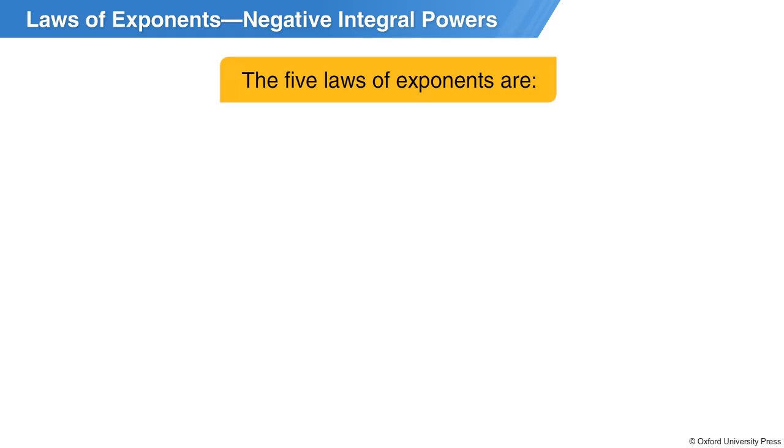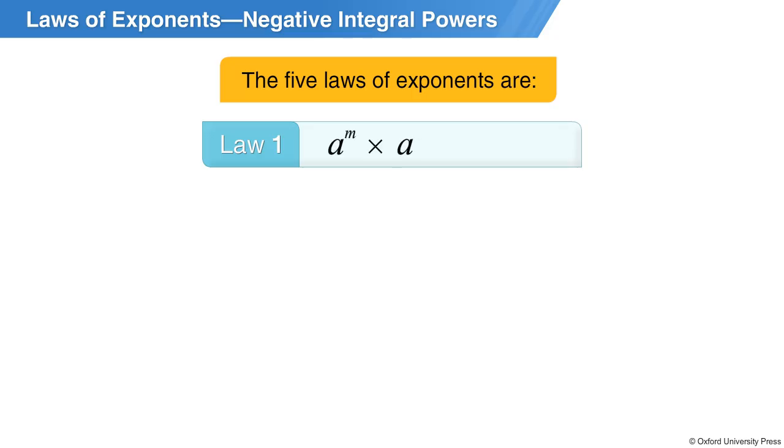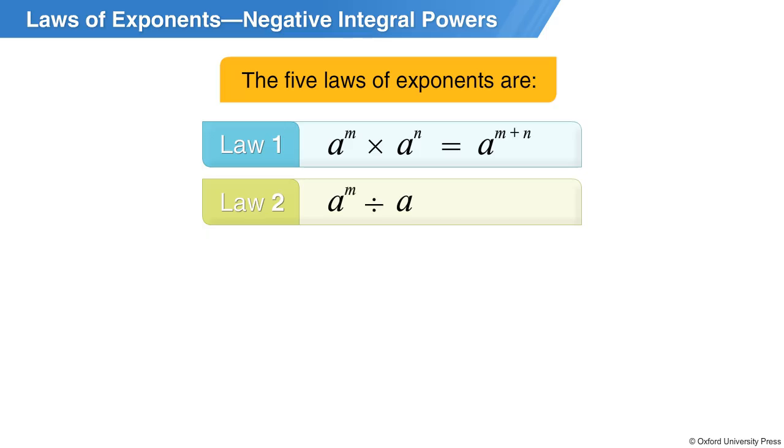The 5 laws of exponents are: the first law states that the product of a raised to the power m and a to the power n is a raised to the power m plus n. The second law states that the quotient obtained when a raised to the power m is divided by a to the power n is a raised to the power m minus n.